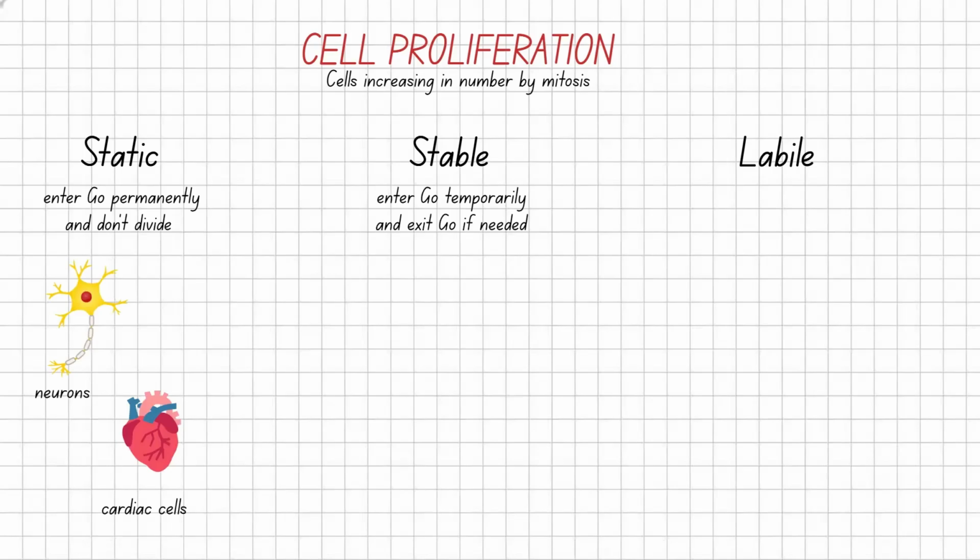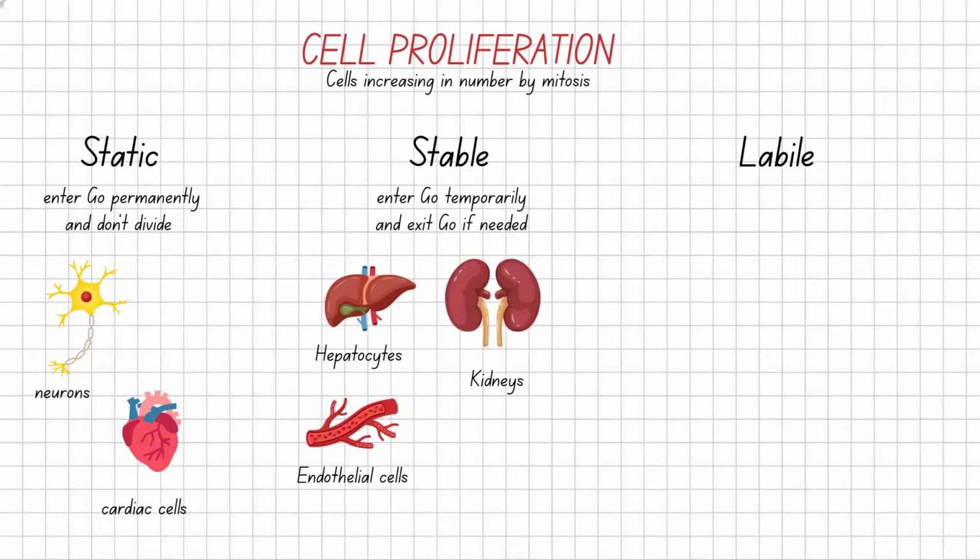Stable cells enter G0 temporarily and exit G0 if needed. For example, if a cell is injured or there is a trauma injury, the cell will exit G0 phase and complete its cell cycle to repair the injury. For example, the hepatocytes of the liver, the kidneys, and the endothelial cells of blood vessels. If there is a rupture in a blood vessel, the cell will exit G0 phase and complete the cell cycle. There are also osteoblasts in the bone cells.